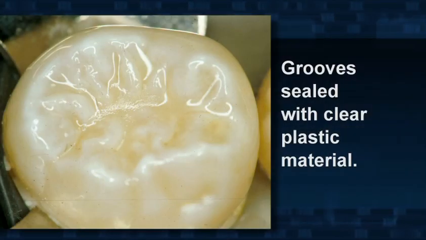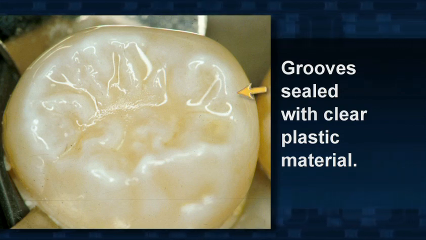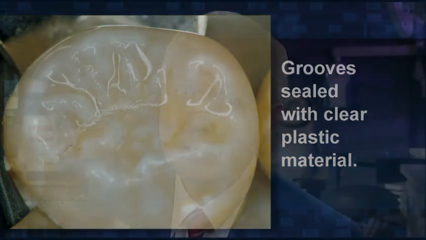If the grooves are detected at the right time, which is soon after the tooth erupts into the child's mouth, they may be sealed with plastic material, a sealant, preventing decay from starting. However, the sealants must be placed at the correct time in relation to the eruption of the tooth. If they're not, the decay has already started.